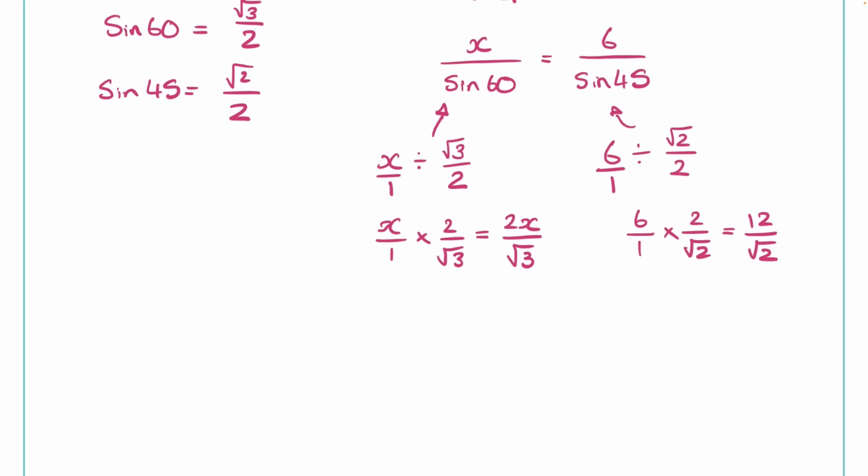So these two are of course equal to one another. So using the sine rule, again, these are equal. So 2x over root 3 is equal to 12 over root 2. So we can go about trying to solve this. We can cross multiply to move these pieces left and right. So if we times both sides by root 3, we get 2x is equal to 12 root 3 over root 2. Again, that's just timesing by root 3 to get rid of this fraction.